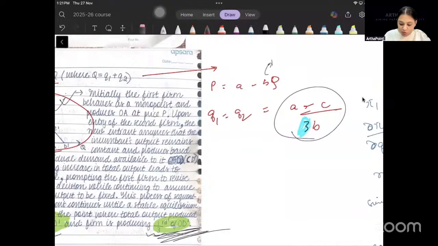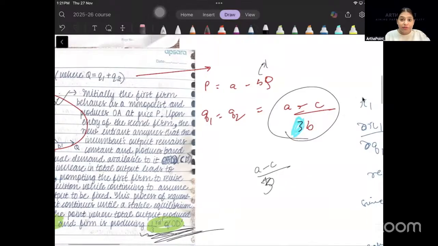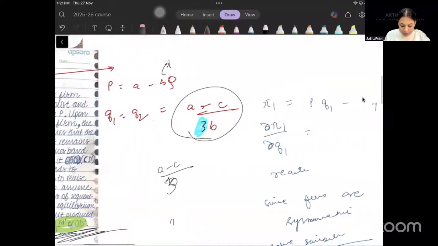If B is going to be 1, my output will be (A minus C) by B by 3. I know that if the costs are different, then my output will be (A minus 2C1 plus C2) by 3B. These are things which should be on our fingertips. We have solved so many Cournot models. Their solutions should be on our fingertips, right?